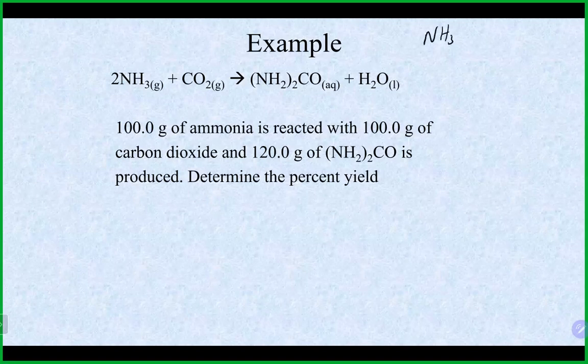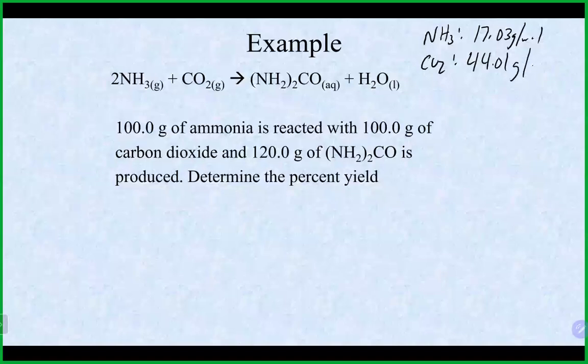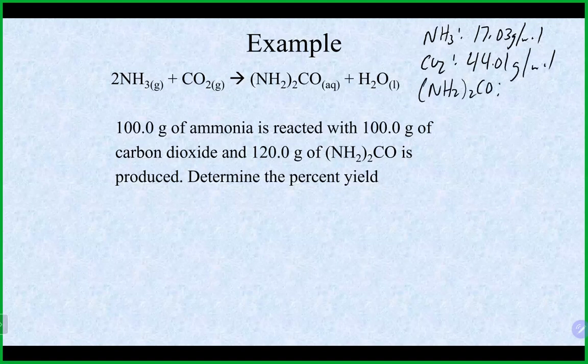NH3 was, what was that, 17.03 or something like that, grams per mole. CO2 was 44.01 grams per mole, and our product molar mass was 60.06. I feel like I have that number in my head, 60.06 grams per mole. All right, so give it a go here. We're looking for the percent yield in this case.